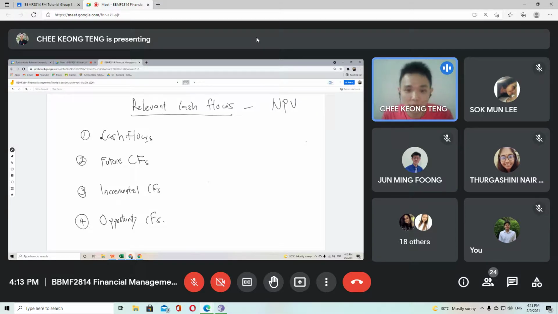Relevant cash flows have the following characteristics. First thing, make sure it's cash flow. This one no problem. If the question gives you depreciation of 2,000, do you include it in your calculation? No need, because depreciation is not a cash flow item. Second is future cash flows. I told you all before, we only consider future cash flows. Whatever happened in the past are sunk costs, so we do not include them in our calculation.